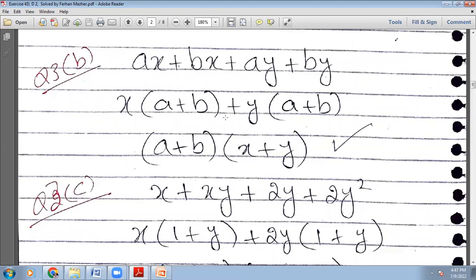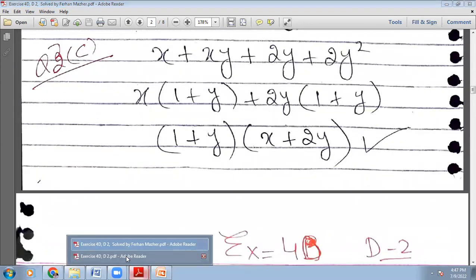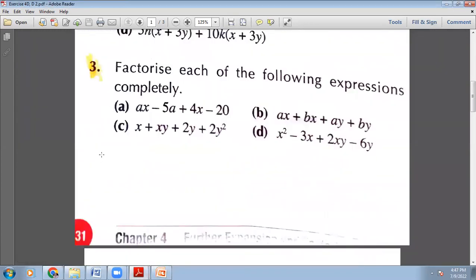Now from this term and this term, you can see this bracket a plus b is common. Take it common. From here you will have x. From here you will have plus y. So this is how you do question number 3, it's B part. Okay, so we are going to the next question. Question number 3, C part.